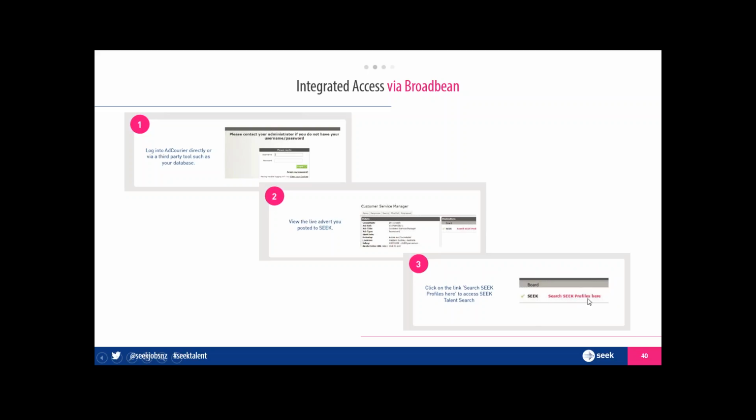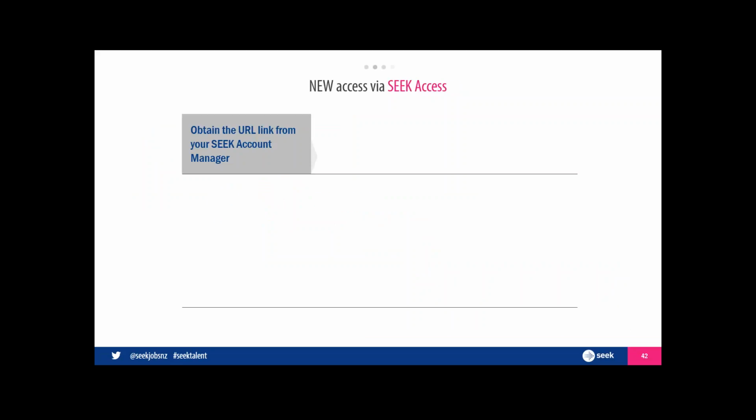Now, for everyone else who doesn't post ads directly to Seek, you post it in your own system. You might be using Taleo or Fast Track or one of your own custom-built platforms. Then you need a separate way to access it. And you need to speak to your Seek account manager. We've created this platform called Seek Access. And you just need to pick up a phone, call your account manager, and they need to qualify that you definitely haven't got the other access points, because if you do, it sort of screws everything up. But if you don't, then they'll give you a URL address where you register yourself.